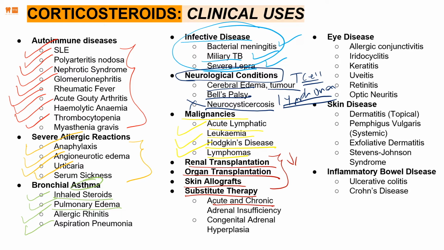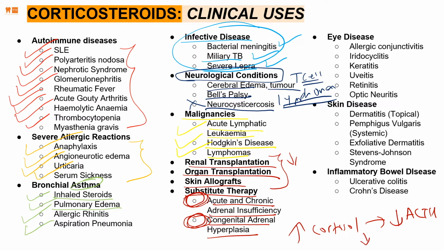Substitute therapy for acute and chronic adrenal insufficiency. That's where we can also use corticosteroids, right? Adrenal insufficiency diseases. Congenital adrenal hyperplasia. Basically, there is a hyperplastic adrenal gland that makes a lot of cortisol. And then that cortisol says to the brain, hey, stop making ACTH. And then all of a sudden, there's a reduction in cortisol. But then this tumor or congenital adrenal hyperplasia ends up making more cortisol. Basically, the balance is gone. That's where corticosteroids can help balance it out again.